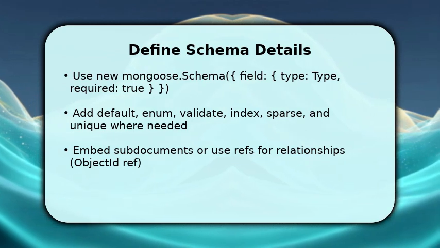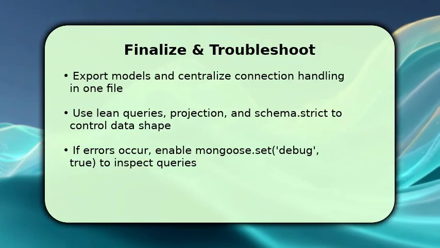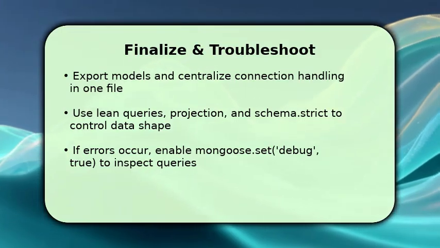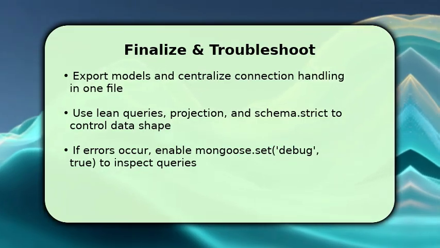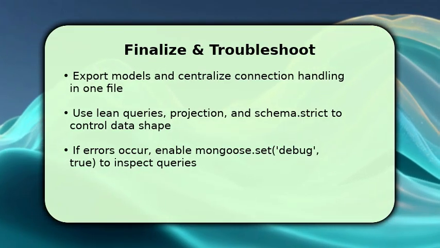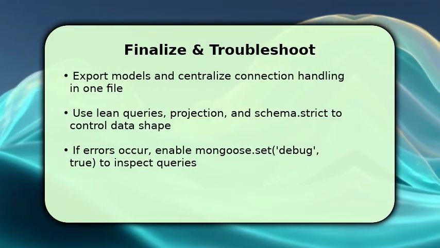You finish by exporting each compiled model and verifying the connection flow in your app startup. Once done, seed a small dataset and run CRUD operations to confirm validation, defaults, and relationships work as intended. Make sure to version schema changes and migrate data when altering field types.